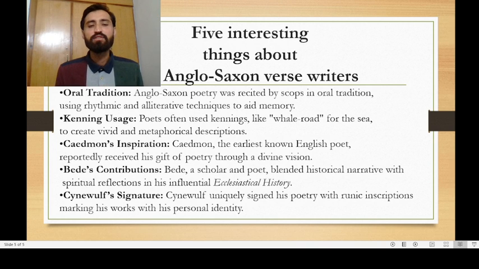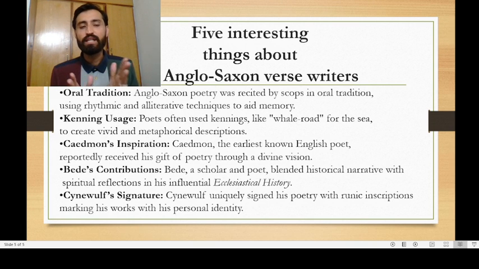The next one is Caedmon's inspiration. Caedmon again is one of the famous writers of the Anglo-Saxon period. The earliest known English poet reportedly received his gift of poetry through a divine vision. He was highly inspirational, and poets are all about this divine vision. The next one is Bede's contribution. Bede, a scholar and a poet, blended historical narrative with spiritual reflection in his influential ecclesiastical history. So it means that Bede is all about historical narration and spiritual reflection.